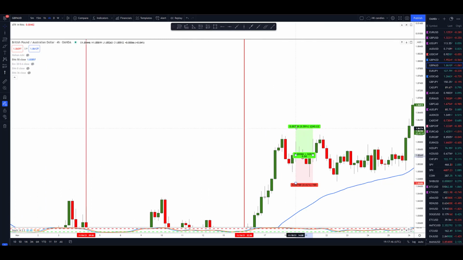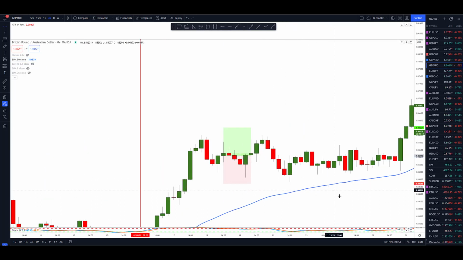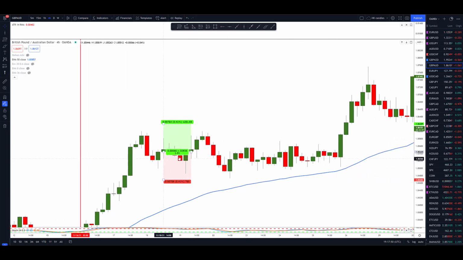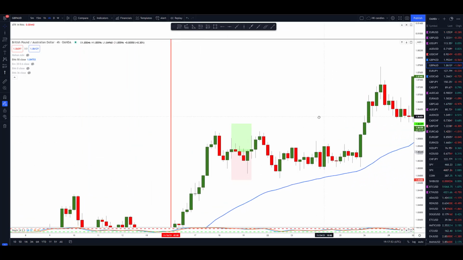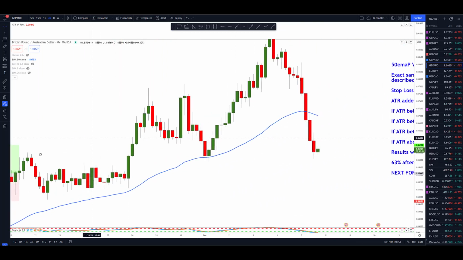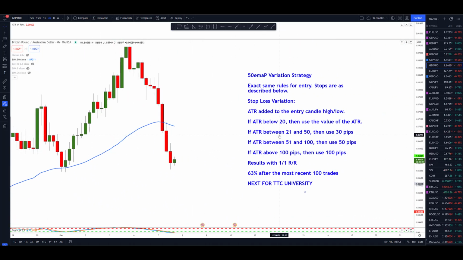And a 75 pip target, if we're using a 1-to-1, is going to look something like that. So that's how that trade setup would be, and how the variable stop loss that we're talking about is used when the ATR is between 21 and 50. Now, what if the ATR is between 51 and 100? Then we're going to use a 50 pip stop below the low of the candle if we're in a bullish trade, or above the high if we're in a bearish trade.